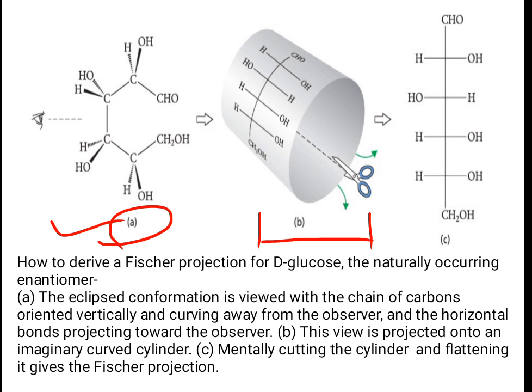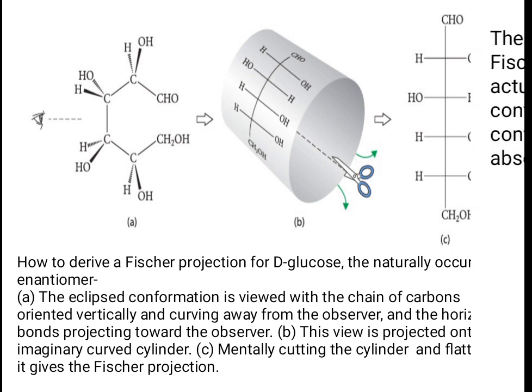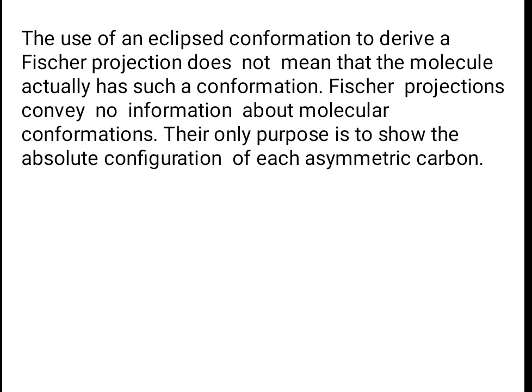Now mentally cutting the cylinder and flattening it gives the Fischer projection. So if you project this molecule on a curved cylinder, and then cut it along this direction and then flatten it, then you will get this Fischer projection. The use of an eclipsed conformation to derive a Fischer projection does not mean that the molecule actually has such a conformation. Fischer projections convey no information about molecular conformations. Their only purpose is to show the absolute configuration of each asymmetric carbon.